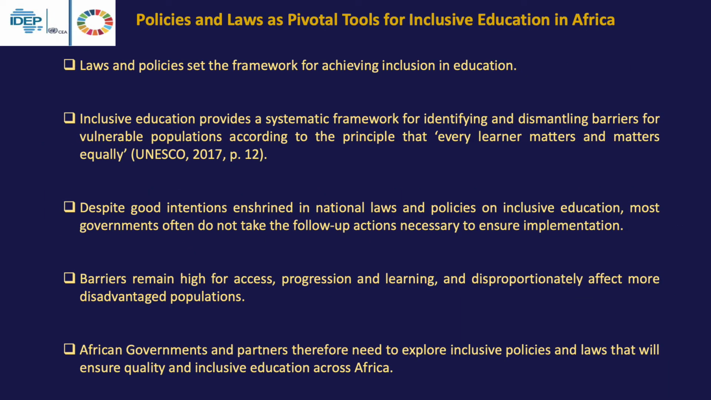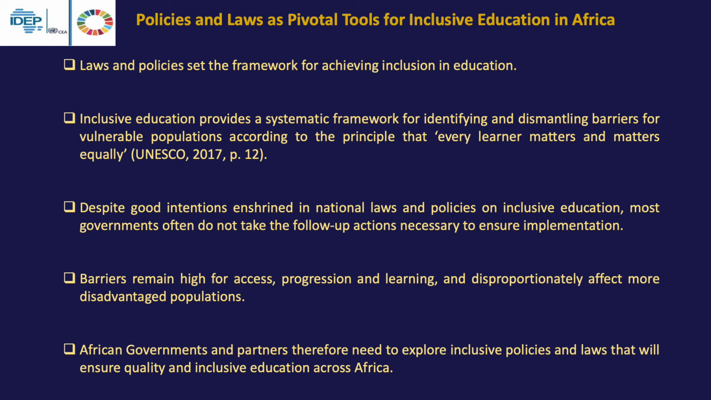At this point, I would like to emphasize that laws and policies are very pivotal to ensuring inclusive education in Africa because laws and policies set the framework for achieving inclusion in education. According to UNESCO in 2017, inclusive education provides a systematic framework for identifying and dismantling barriers for vulnerable populations according to the principle that every learner matters and matters equally.